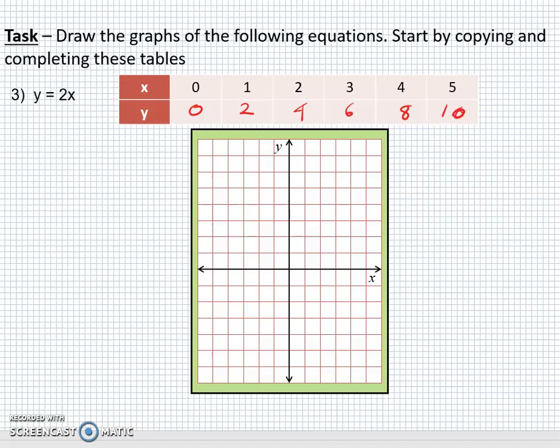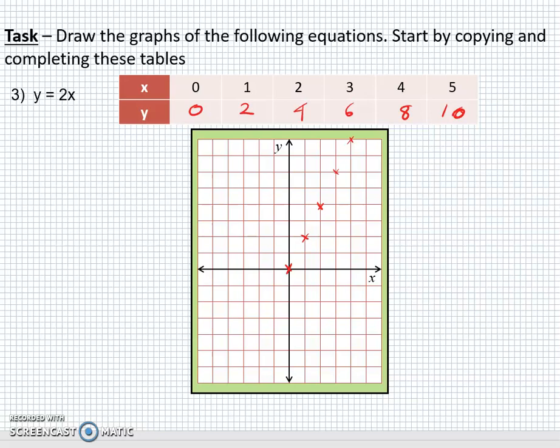Now we're going to plot these on our grid. Okay, so we start off with 0, 0. Then we start off with 1, 2. So 1, 2. And then 2, 4. And then 3, 6. And then 4, 8. Okay, I can't plot the 5, 10. I don't have enough room.